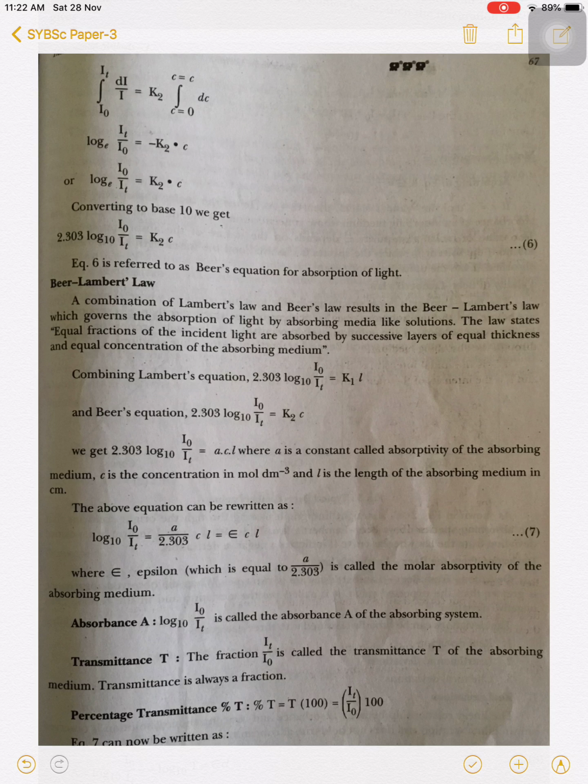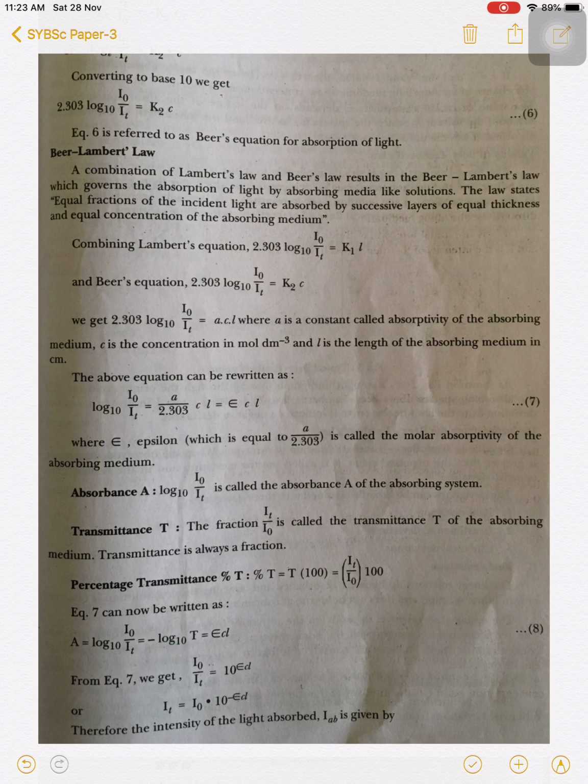So equation 4 by Lambert's law is 2.303 log to the base 10 I0 by IT is equal to K1 into L. According to Beer's law, the equation is 2.303 log to the base 10 I0 by IT is equal to K2 into C. If you combine these equations, we get 2.303 log to the base 10 I0 by IT is equal to A into C into L, where A is a constant called the absorptivity of the absorbing medium, C is the concentration in mole per dm cube, and L is the length of the absorbing medium in centimeter.